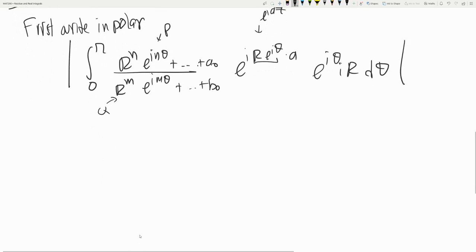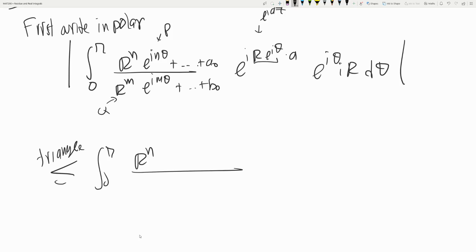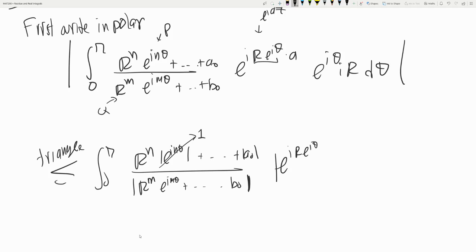All right, let's do our triangle inequality for integrals. R to the n, e to the i n theta has absolute value 1, right? And underneath we can't quite do the triangle inequality yet, so let me leave it as it is for a second with absolute value. Then e to the i R e to the i theta, and then just R. All right, good.